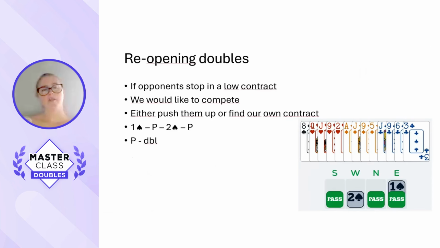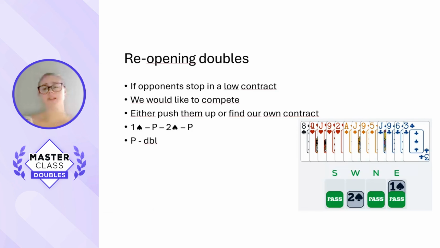And then we also have the reopening doubles, which is in a pass-out situation. There's a lot of situations where this can happen. Where if opponents are stopping, typically on the 2 level, maybe even on the 1 level, we want to double to show that we have the other suits to compete to the next level or to push opponents even higher. So here we see that it goes a spade, pass, 2 spades, and then it goes pass, pass.